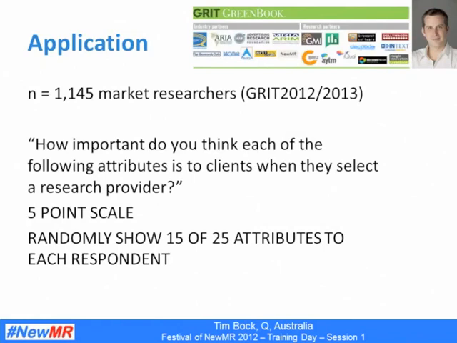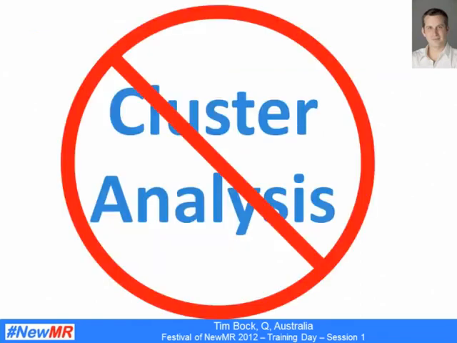This application is a preview of some of the results from Greenbook's latest GRIT survey. We've got a sample of more than 1,100 market researchers, and they were asked, how important do you think each of the following attributes is to clients when they select a research provider? And they were given a 5-point scale. The complication was that due to questionnaire length, people were only shown 15 of the 25 attributes.